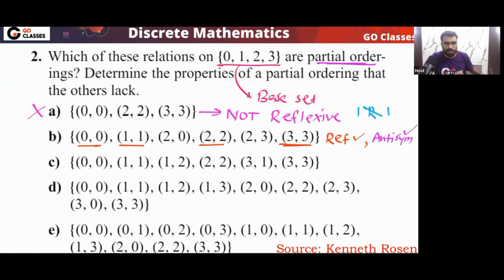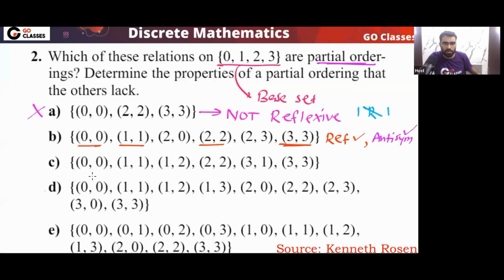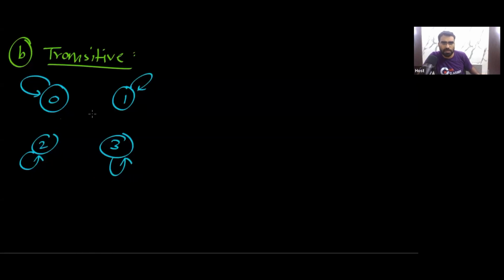What about the transitive? For option B, remember the best way to check the transitive property is to create a graph. So just create a graph with nodes 0, 1, 2, 3. There are self loops because this is reflexive. Now you can see 2 related to 0, 2 related to 3.